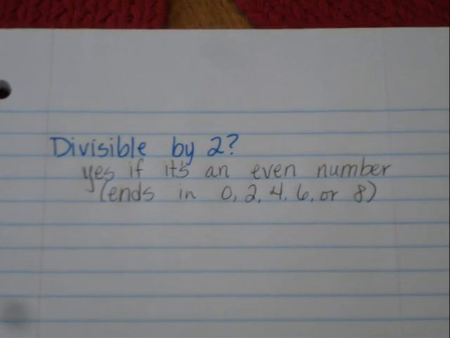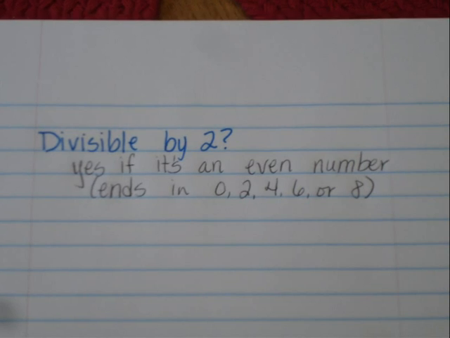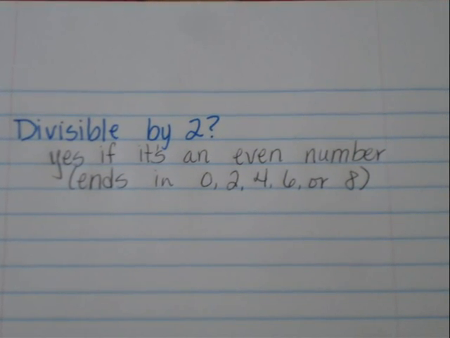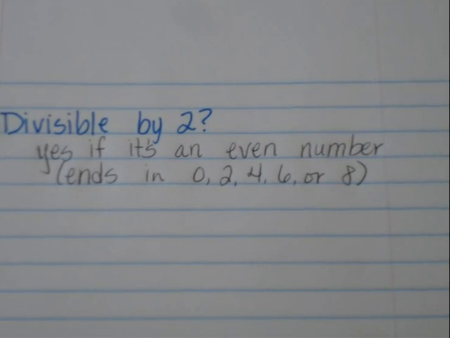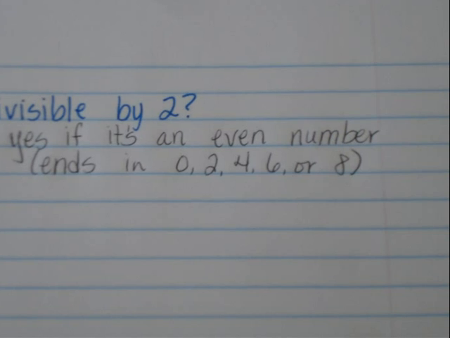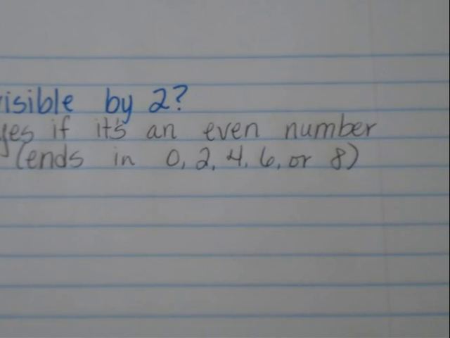The divisibility test for 2 has been emphasized since kindergarten. A number is divisible by 2 if it is an even number. That is, if it ends in 0, 2, 4, 6, or 8.